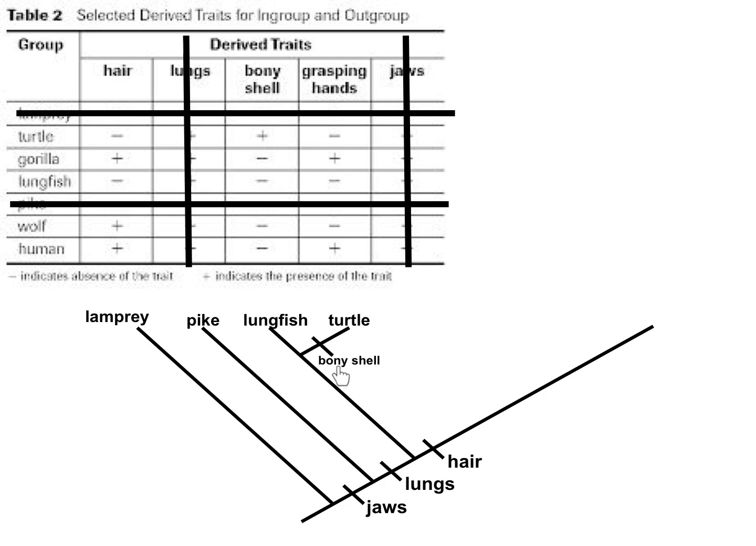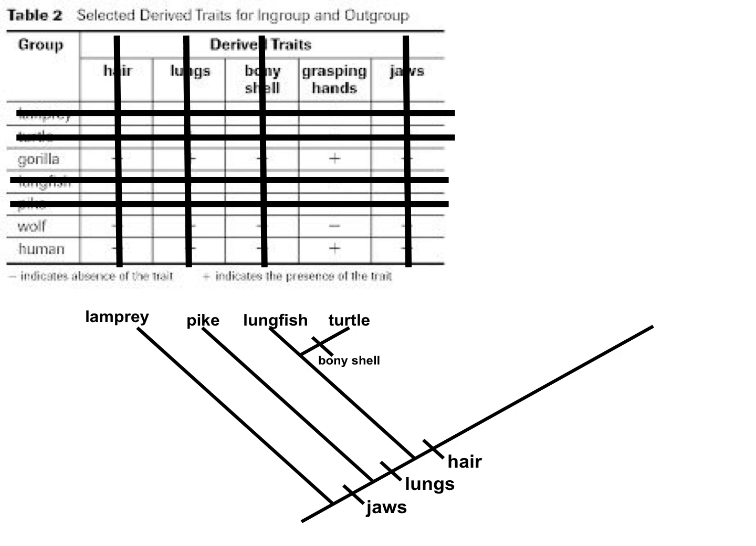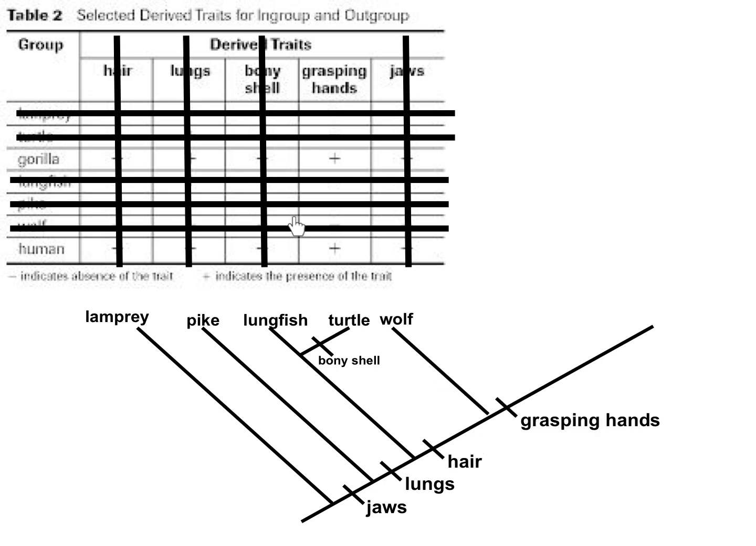Okay, I know it looks weird, but it's a legal move, and you'll get used to it. So let's cross off all of that info. Lungfish, turtles, bony shells, and hair. All right, now regroup, and you'll see that next are wolves, who have jaws and lungs and hair, but no grasping hands. Get that on there and cross that information out, and we're left with gorillas and humans.